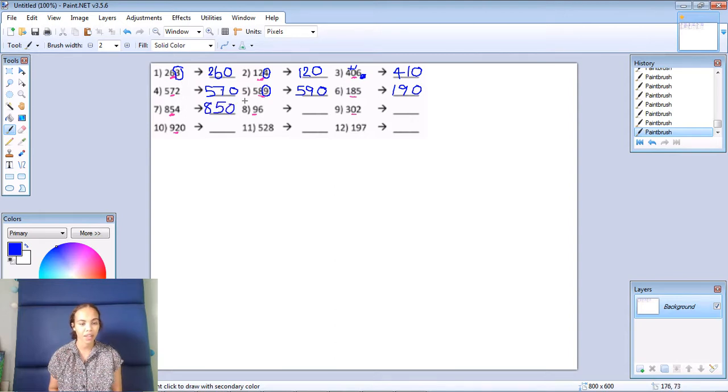That's 850. Okay, so what do I do now? Here I've got 96. And the 6 is in the units column, and that's more. So I'm going to add 1 still. The closest 10 there is 100. Okay, the 96 is closer to 100 than it is to 90.